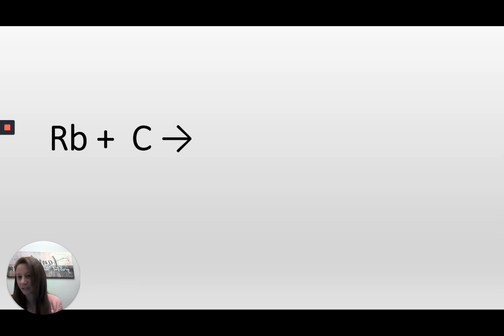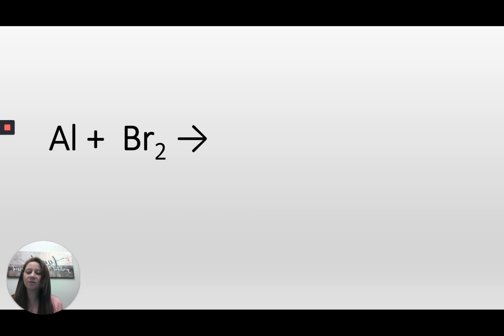Rb plus C. So pause the video, try to answer, and then play it again. This one is synthesis. We're back to synthesis. I know that because I'm starting with 2 elements, and the 2 elements are going to combine to make a neutral compound. Rubidium, when it's an ion, is +1. Carbide is 4-. So Rb4C. And then to balance it, I would need 4 rubidiums.